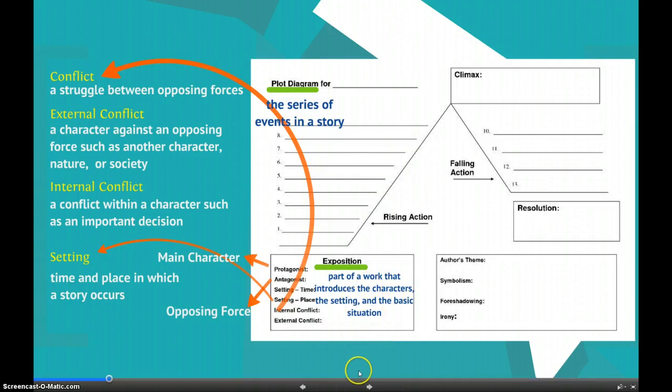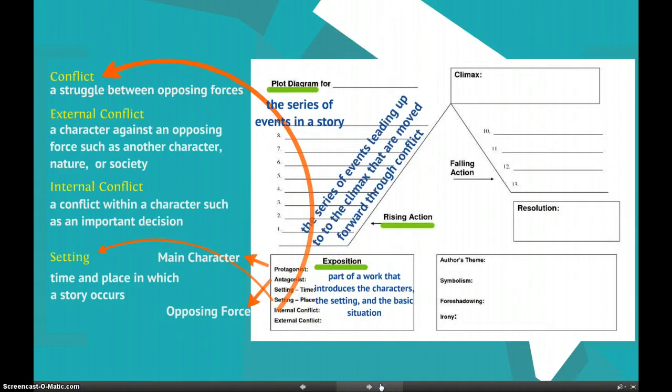So after the exposition, which is going to set up these main characters, the setting, and probably set up the main conflict in the story, you're going to get your rising action. Rising action is the series of events that lead up to the climax, and they're moved forward through conflict. So even though your conflict is going to be introduced in your exposition, it's going to build and increase through your rising action until finally it gets to your climax, which is the high point of interest, suspense, or the turning point of your story.